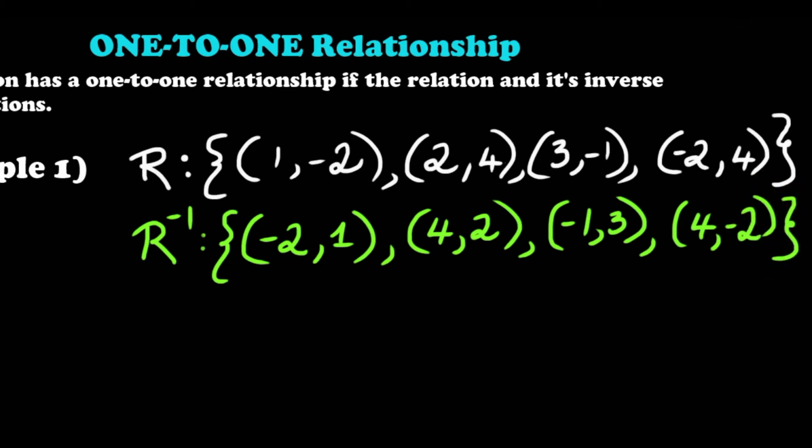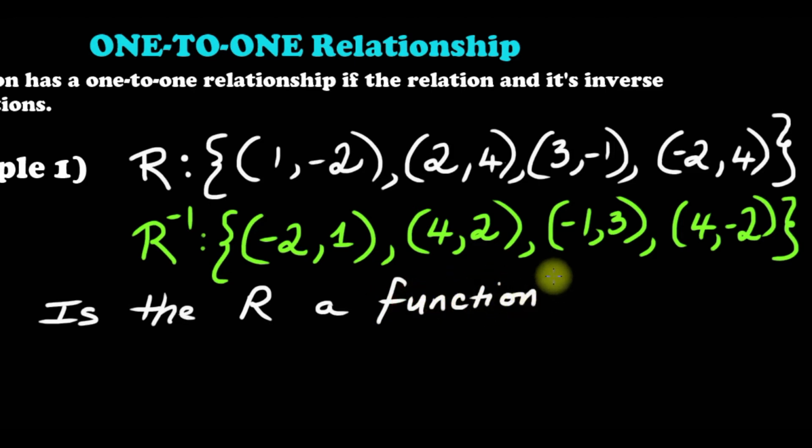And then the next question is, is the relation a function? Okay, so let's take a look. A function is a type of rule such that when you plug in the input, you get one and only one output. So here, when you plug in 1, you get negative 2. When you plug in 2, you get 4. Plug in 3, you get negative 1. Plug in negative 2, you get 4. So the relation is a function because no two of the same input produce different outputs. So this would be yes.